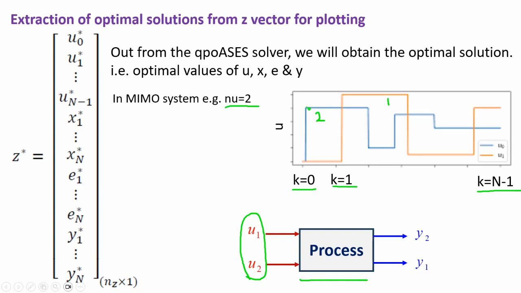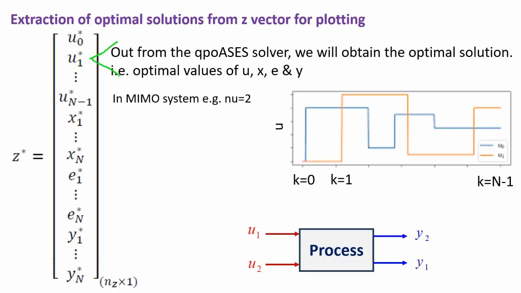If you look at the first one, this is the optimal solution of the control input for time step k equals 0, the initial time step. So at k equals 0, this u0 star will contain the optimal values for both control inputs, u1 and u2. This is also valid for other time steps throughout the horizon. That means for time step k equals 1, the optimal values, which is u1 star, should also contain the optimal values for both control inputs, so this one will also contain u1 and u2.